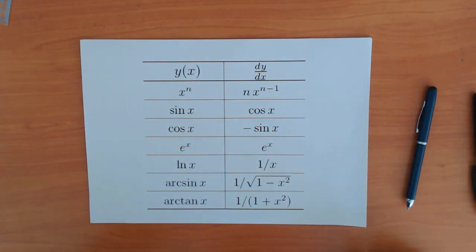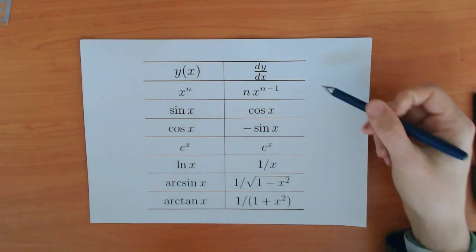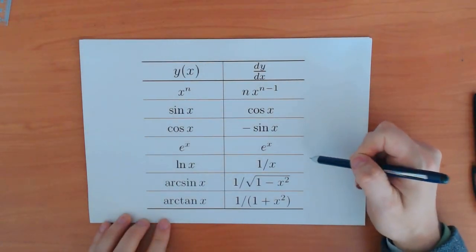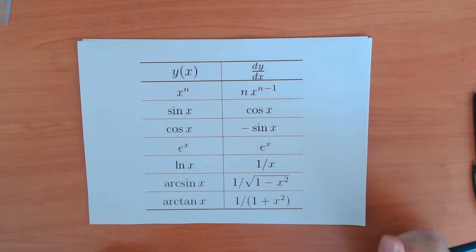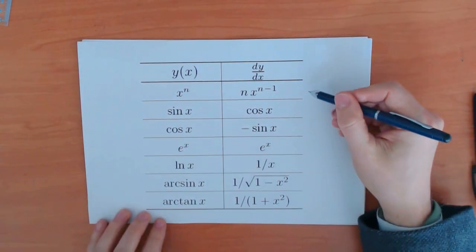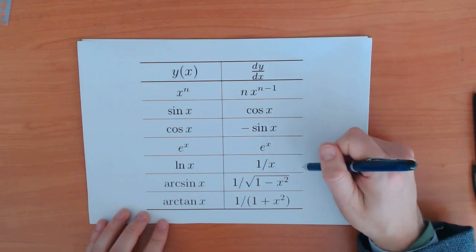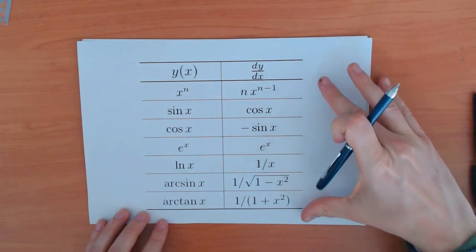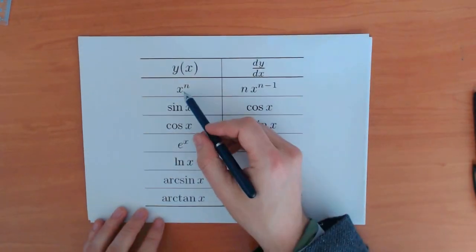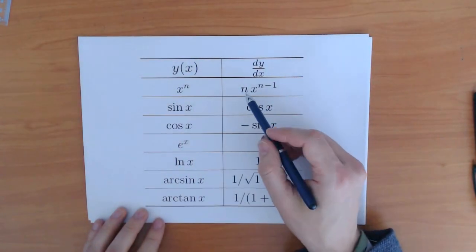Right, so in this video, I'm going to prove to you these seven specific derivatives of functions, which I stated in the introductory video, but I didn't prove. Okay, so we'll just go through them one by one, and in each case, I'll show from the definition why these things are true.